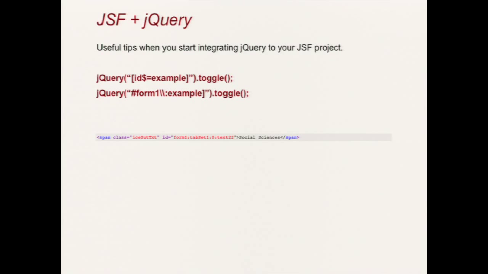In order to select this element with ID text22 in your jQuery, you should use the attribute ends-with selector. The dollar symbol wildcard finds the element with a specific ID suffix, text22, or for simpler naming container IDs, you can also use double backslashes to escape the colon symbol.